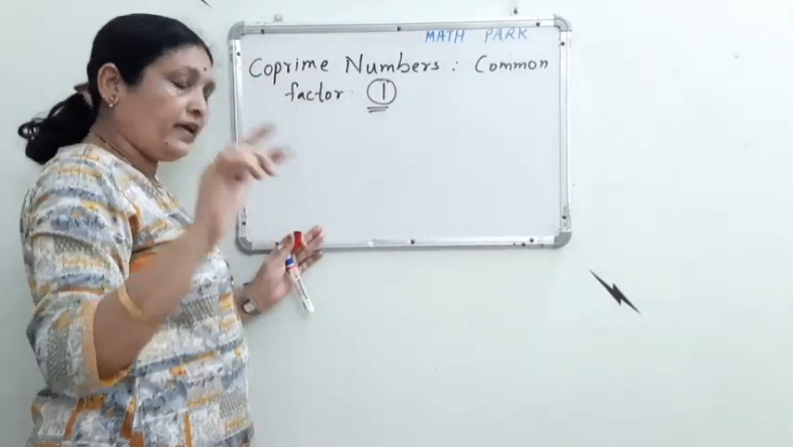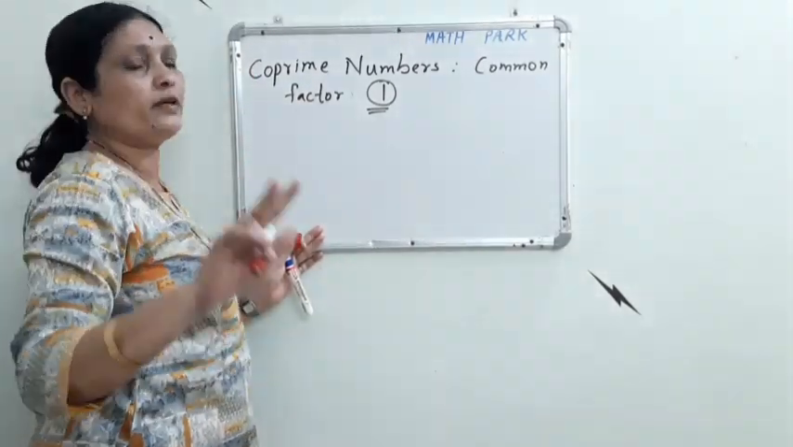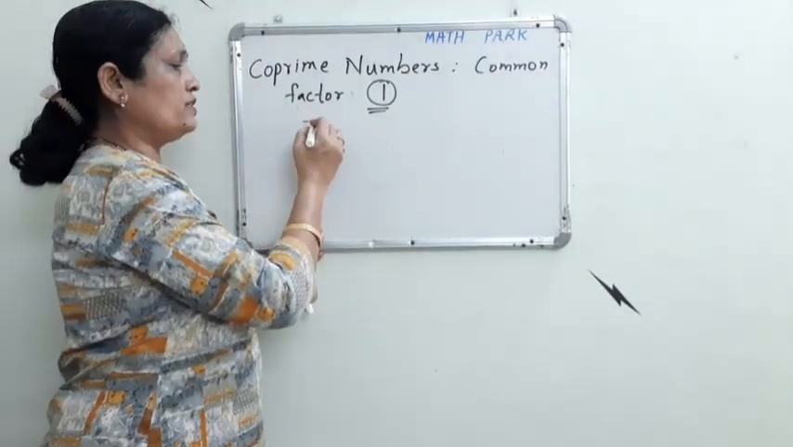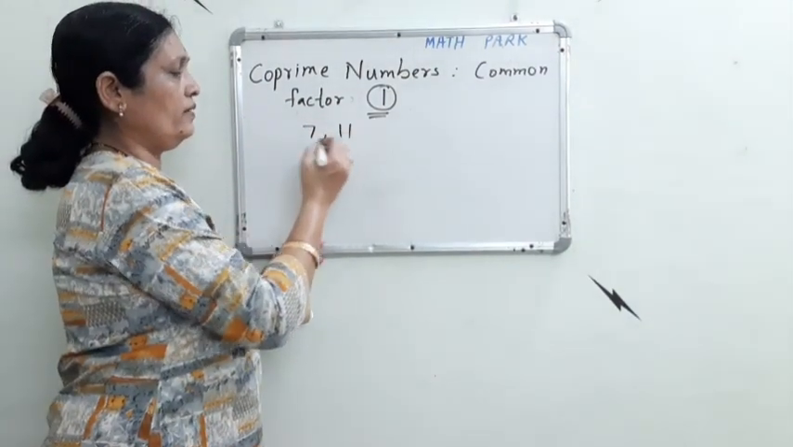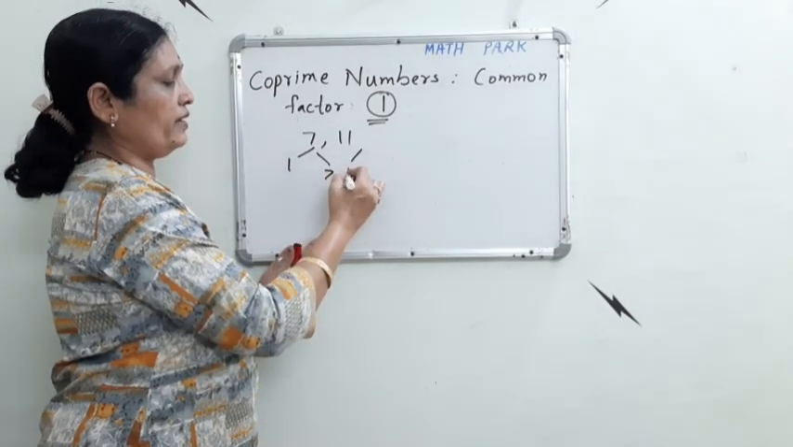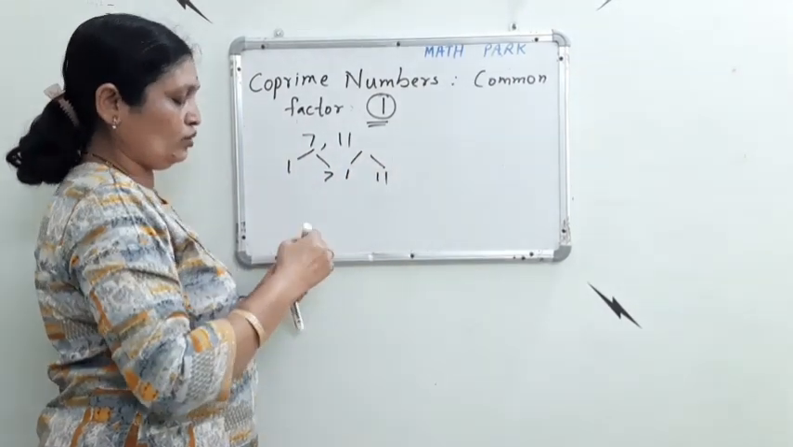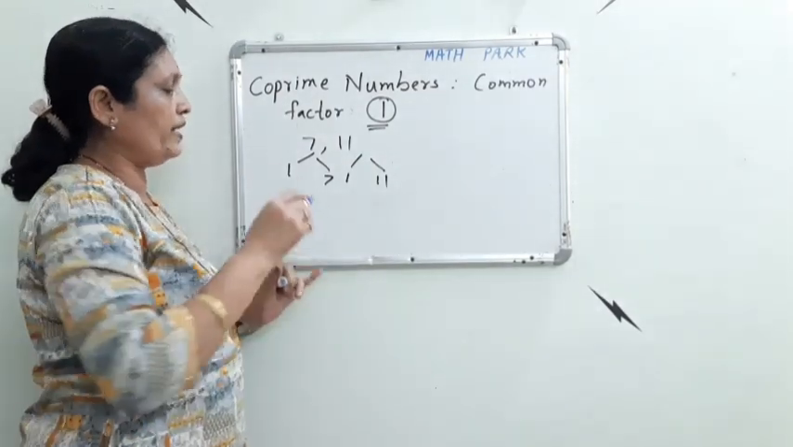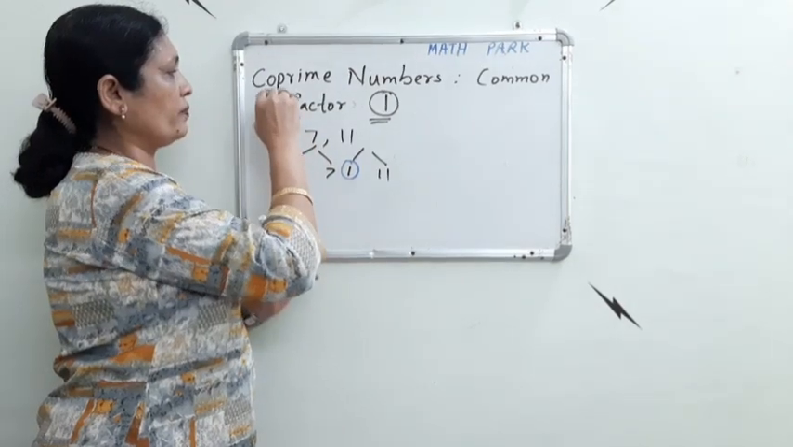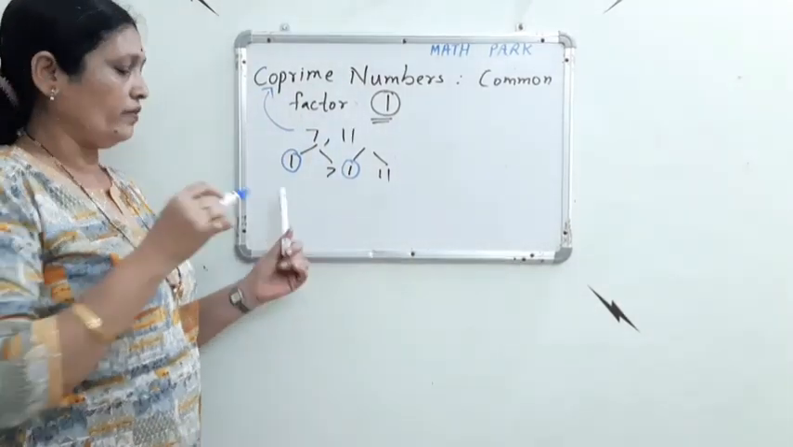Any 2 prime numbers will definitely be coprime. If I look at 7 and 11, factors of 7 are 1 and 7, factors of 11 are 1 and 11. Look at this, 1 is the common factor, so that is why they are coprime. So 2 prime numbers are always coprime.